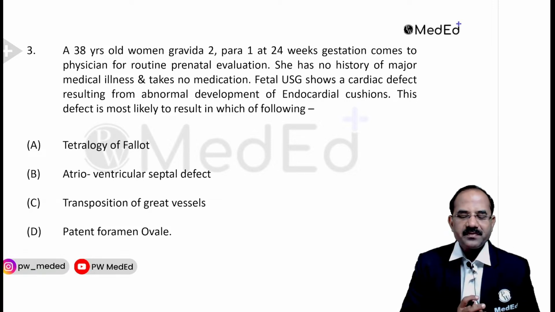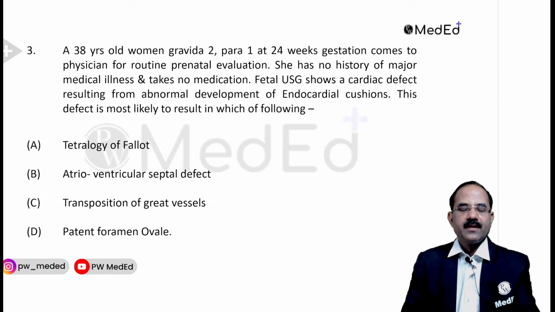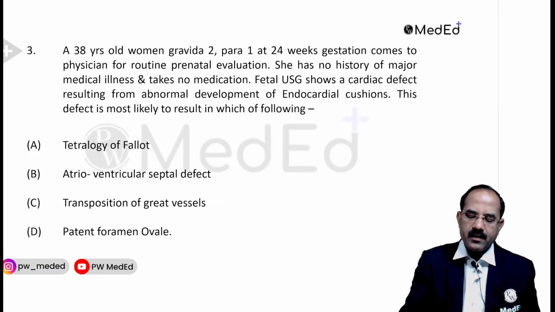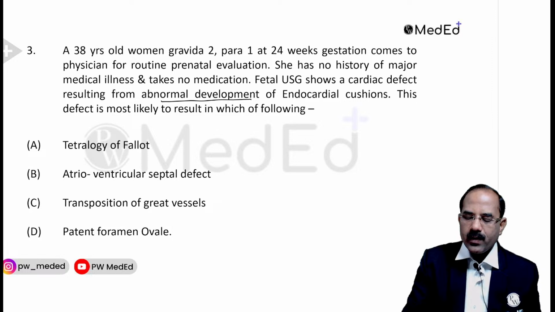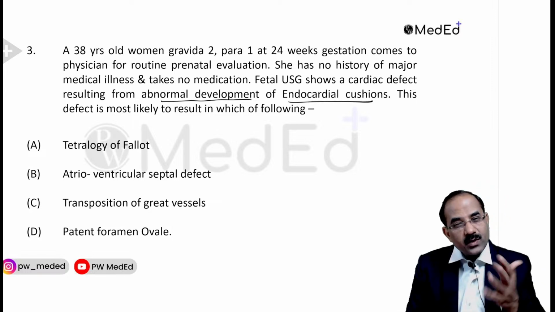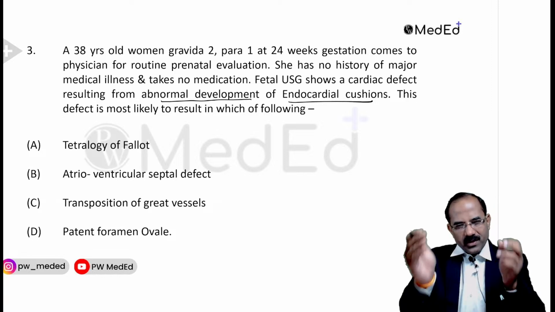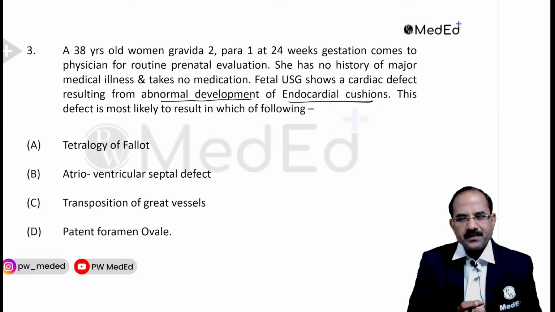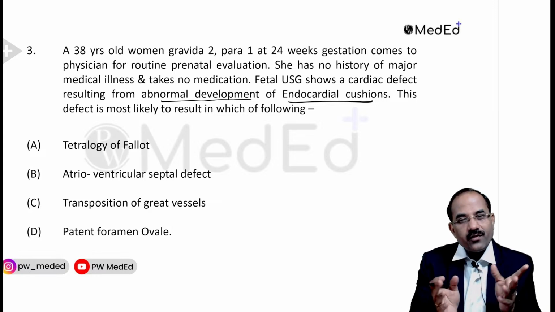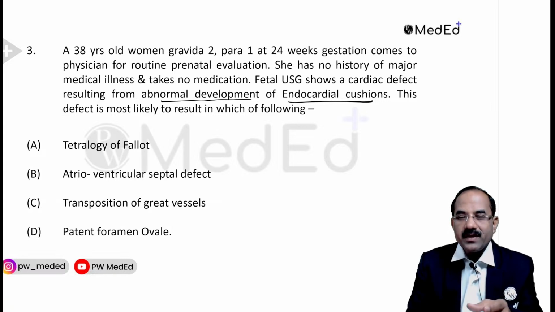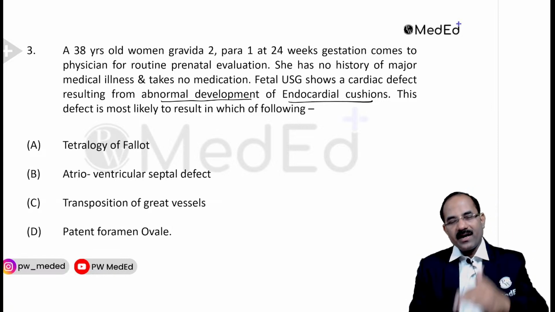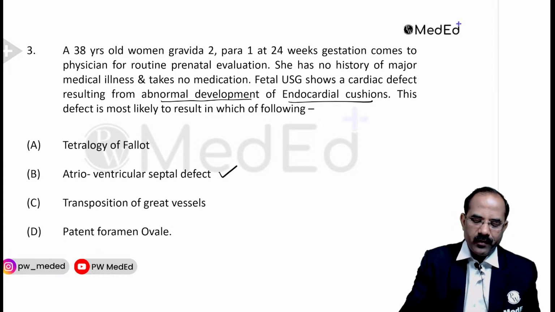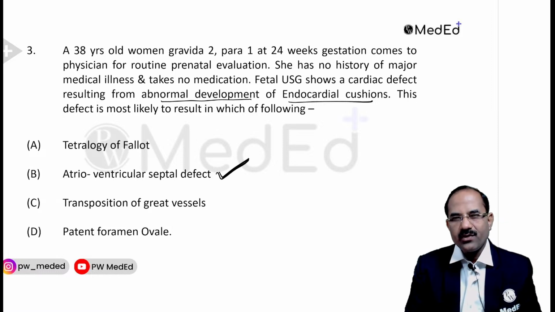Any guesses? Come on, students. So cardiac defects, abnormal development of endocardial cushions. See students, during development of the heart, the first thing to be formed is the endocardial cushions. I'll explain this. If the endocardial cushions are not formed, it results in defective interatrial septum and interventricular septum. Defective बन जाते हैं. So answer is atrioventricular septal defects.